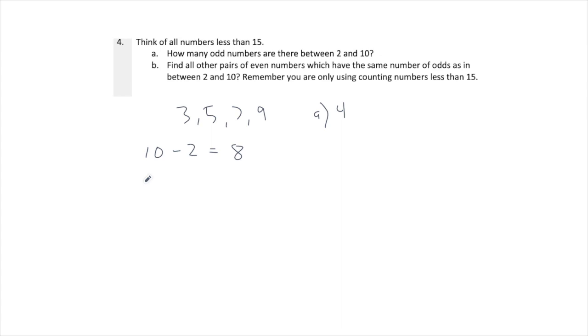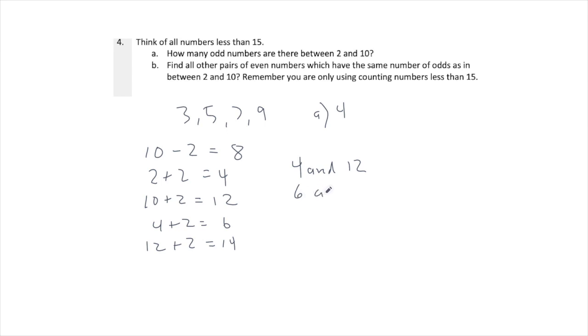Since 2 is the smallest even counting number, we can only add on to 2 and 10. So we would do 2 plus 2 to get 4, and 10 plus 2 to get 12. So one of our pairs of even numbers would be 4 and 12, as there is a difference of 8. And we can continue that process by adding 2 to 4 to get 6, and 2 to 12 to get 14. So another pair would be 6 and 14.